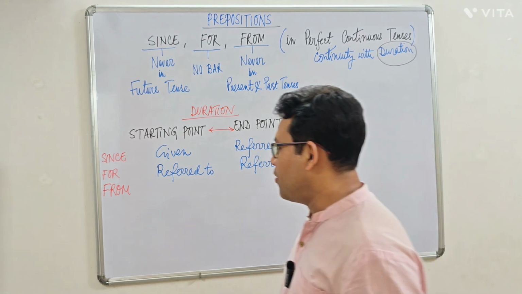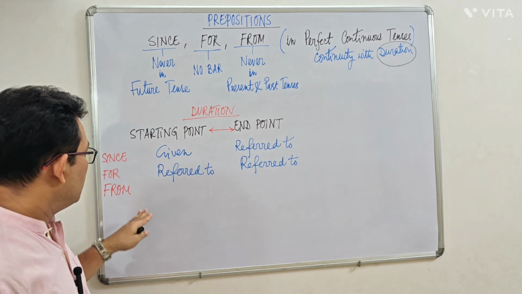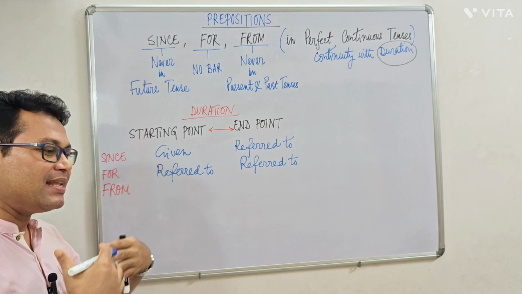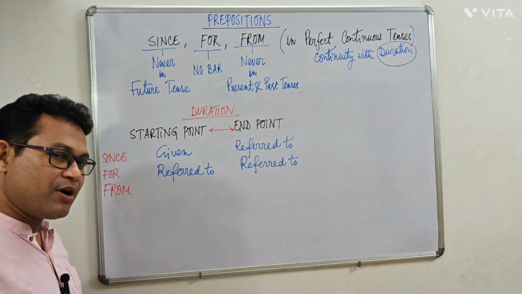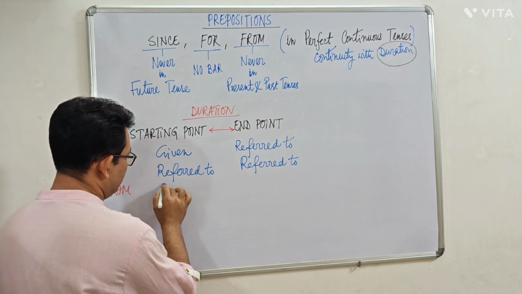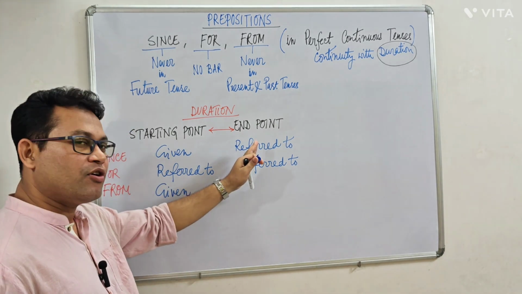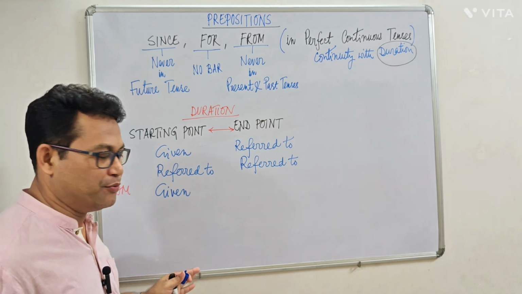Last one, from. Here it is sort of a peculiar situation. Now in case of from, the duration is still indicated. Here in case of from, the starting point is again clearly given, but the end point of that action is never ever given, nor is it referred to.